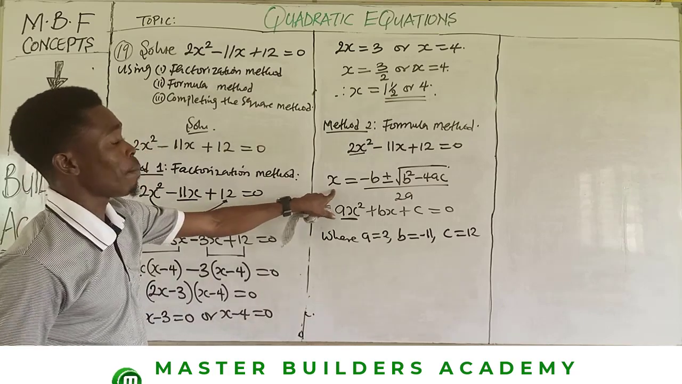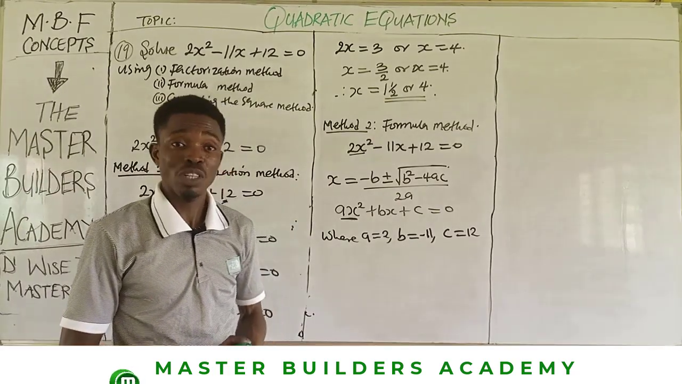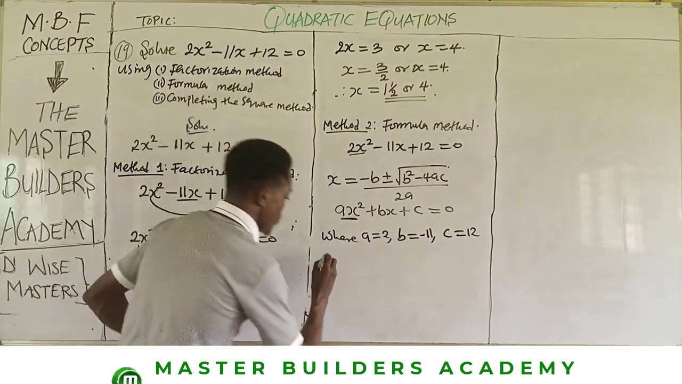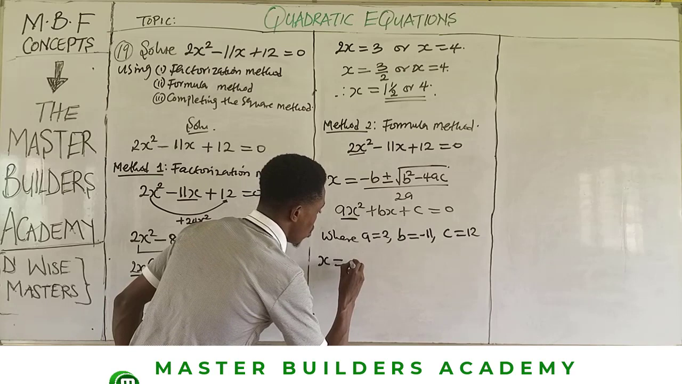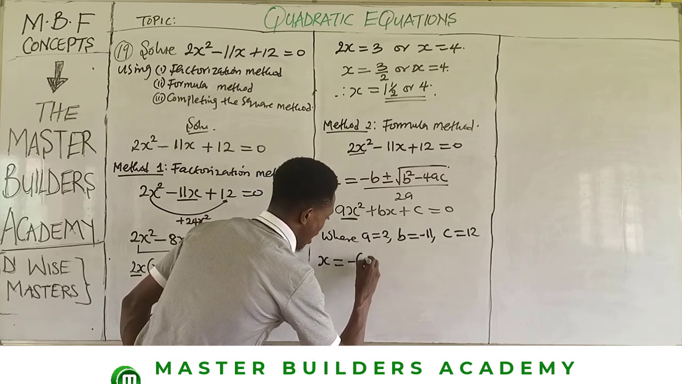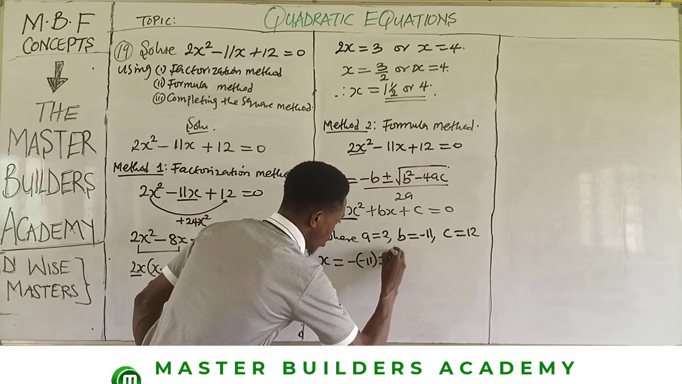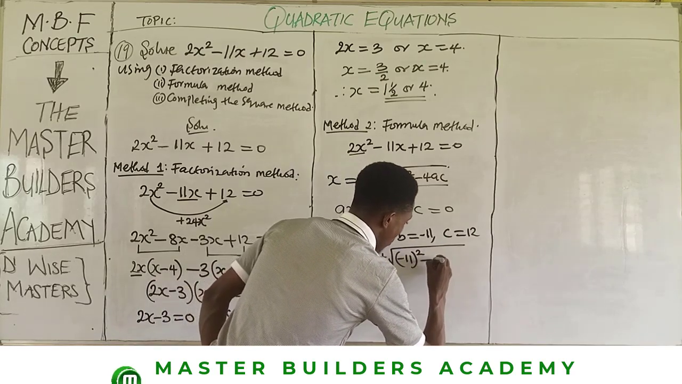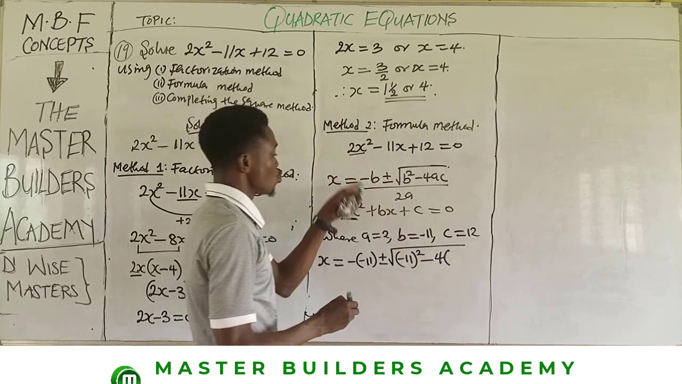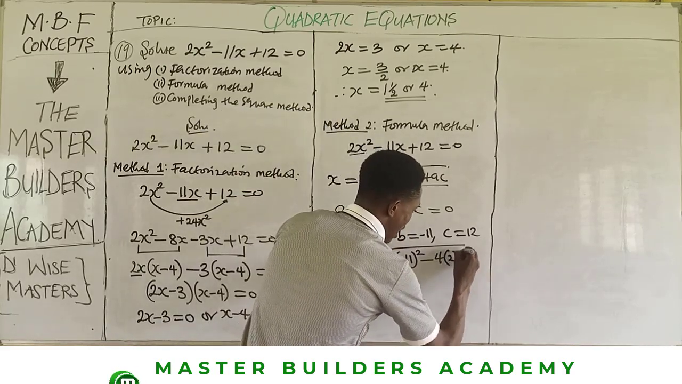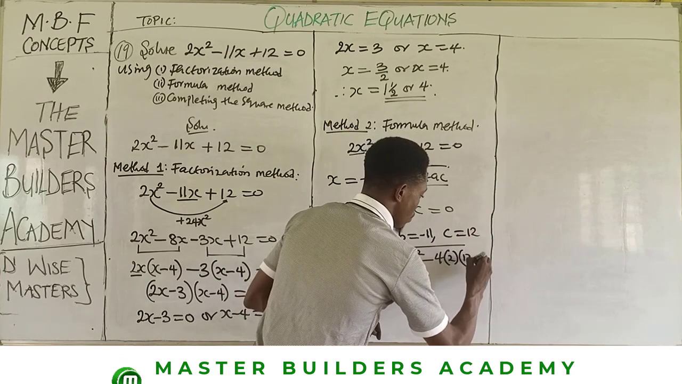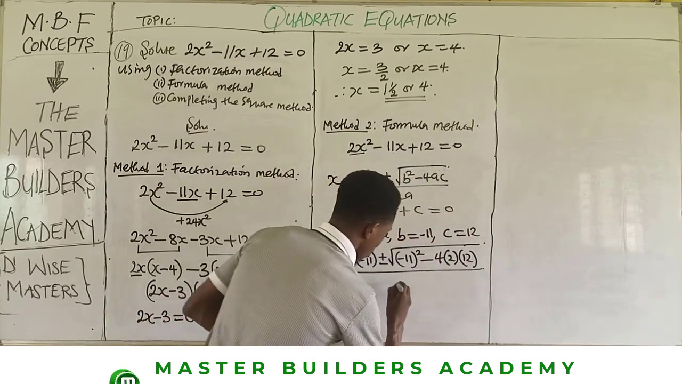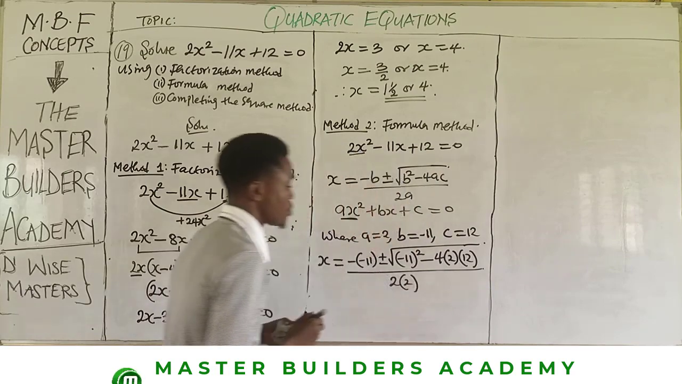All we just need to do now is to come back to the almighty formula, which is the quadratic equation formula, and substitute these values. Then, by so doing, we are going to have x is equal to b is minus 11, plus or minus the square root of minus 11 all squared minus 4 times a is 2 and c is 12. This is it. All over 2 times a is 2.